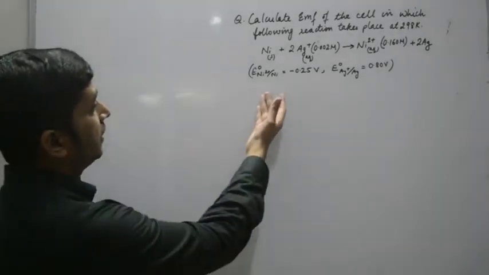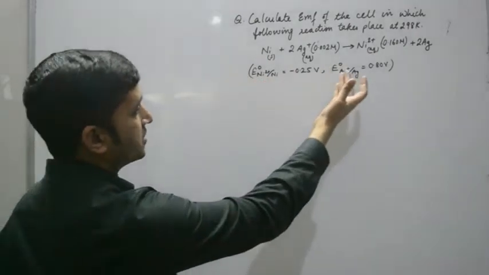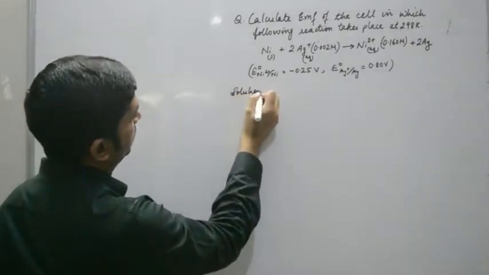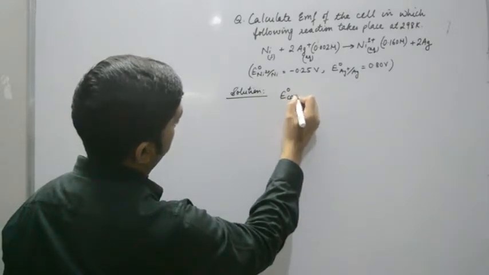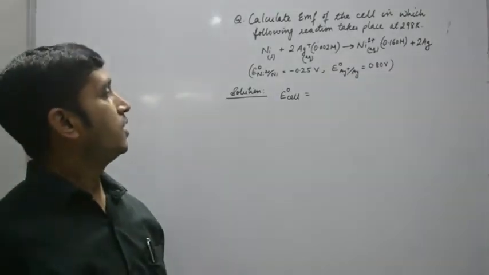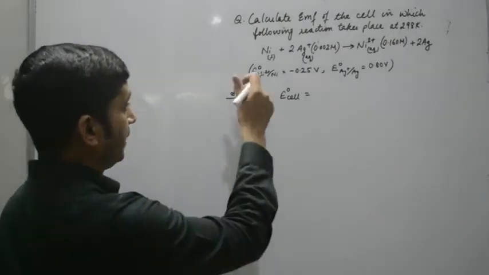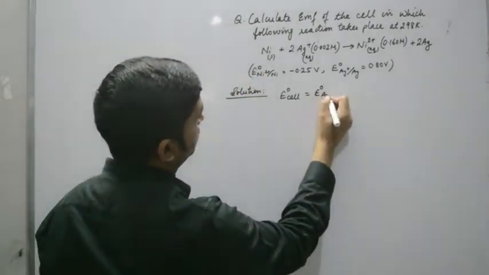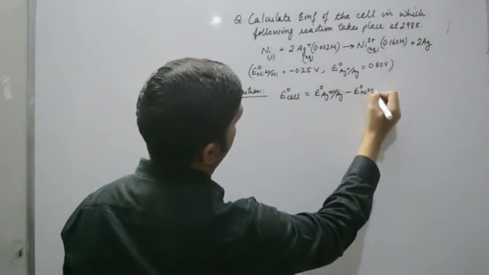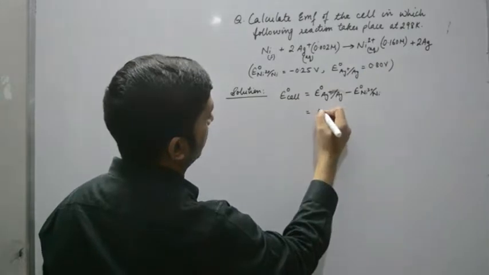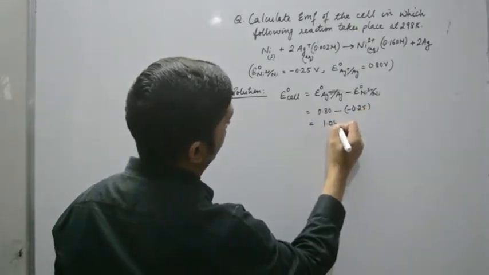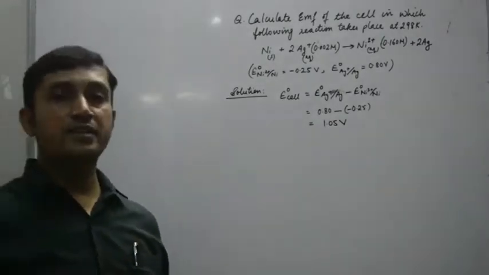Here the values which are given are standard electrode potential of nickel and standard electrode potential of silver. So we can start here. So first thing which we need to calculate is standard cell potential. Standard cell potential can be calculated by taking difference of standard electrode potential of cathode, which is silver, minus standard electrode potential of anode, which is nickel. So we can write here it is equal to standard electrode potential of silver minus standard electrode potential of nickel. On putting the value, we will get 0.80 minus 0.25. That will be equal to 1.05 volt. This is the standard cell potential.